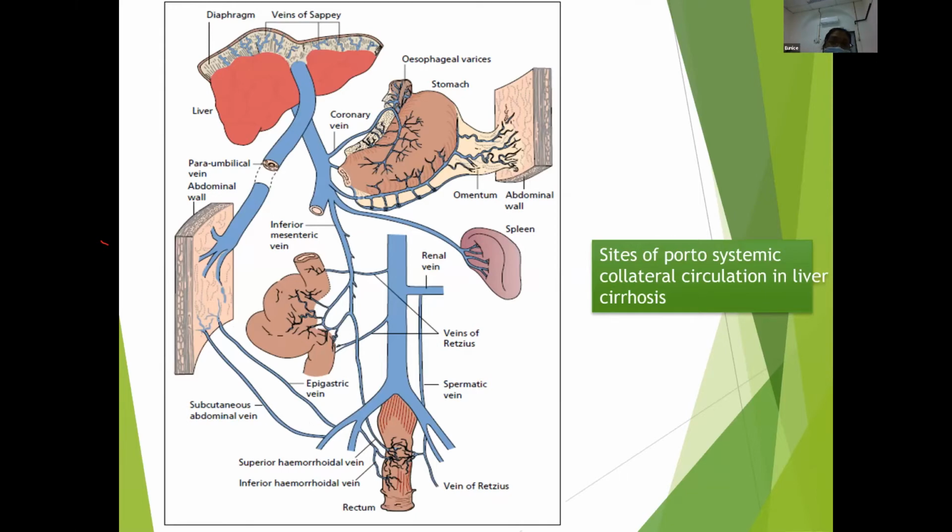So if you see, in the presence of liver cirrhosis, we can see collateral circulation in the stomach, in the bowel, as well as the rectum.